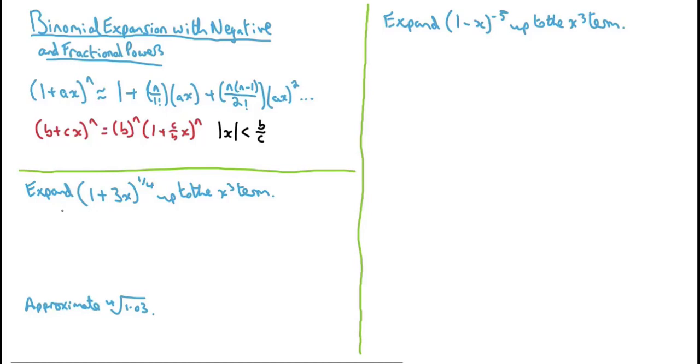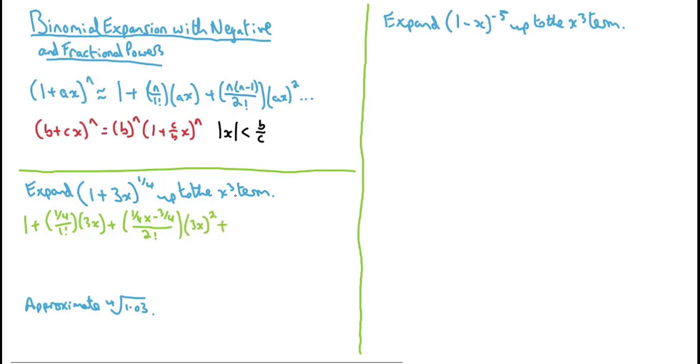So to begin with, we have: expand (1 + 3x) all to the power of a quarter up to the x cubed term. Well, to start off with, first term is always 1. Then we'll add on to that, so our n is a quarter, and divide that by 1 factorial, and we'll times that by our 3x. Then add on to that, a quarter times, and a quarter minus 1 is minus 3 quarters, and that's then over 2 factorial, and then that will be times by (3x) squared.